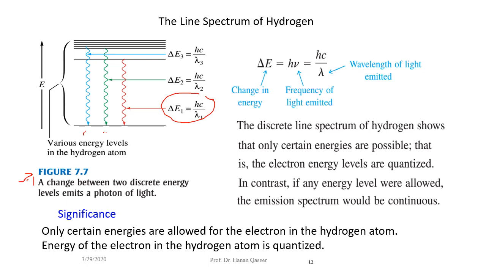So for the red one, from level 2 to level 1, for example, the energy of that movement can be calculated by this equation: delta E is equal to hc over lambda. And each line has a characteristic lambda, different from the other. That's why we see only certain discrete lines for the hydrogen atom. So the discrete line spectrum of hydrogen shows that only certain energies are possible. That is, the electron energy levels are quantized.